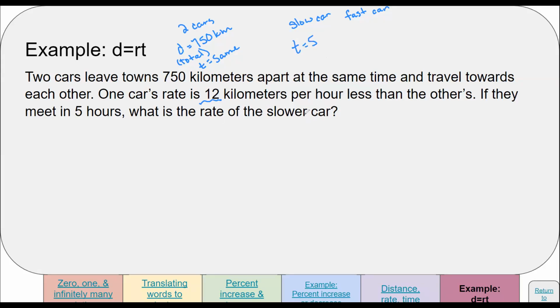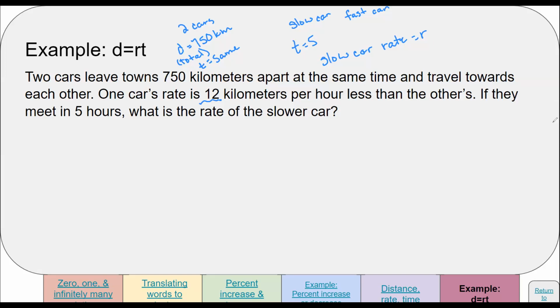What is the rate of the slower car? So I need slow car, so slow rate equals R. A lot of times we'll have a comparison, and whatever things are compared to, that's what gets the variable. But in this case, what is the rate of the slow car? They're asking for that. That's what I want to be talking about.